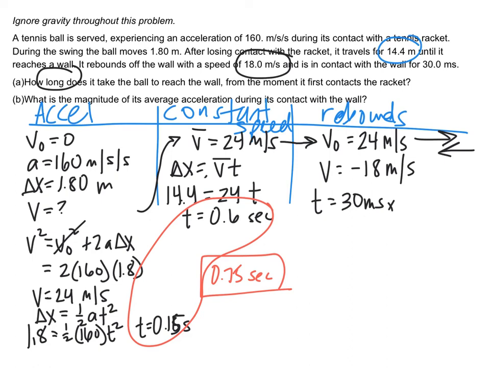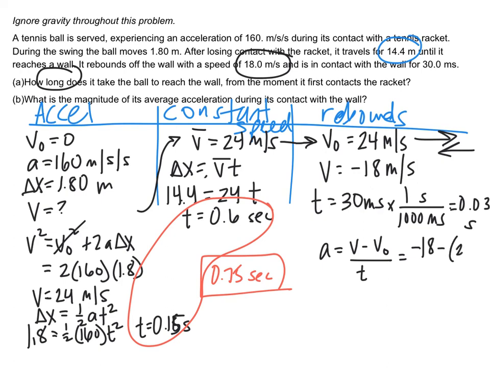A millisecond, just like a millimeter, is 1,000th of something. So there are 1,000 milliseconds in 1 second, so 0.03 seconds. If I want to find the acceleration, which was my second question here, acceleration is my change in velocity over time. Again, pay attention to direction here. The final velocity is -18, and the initial velocity is +24, and then I divide by my time interval, which is 0.03 seconds.